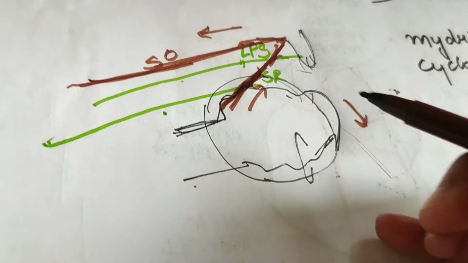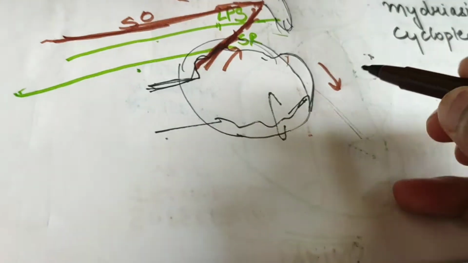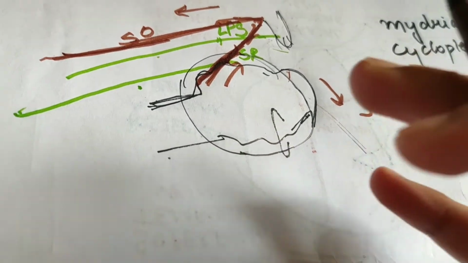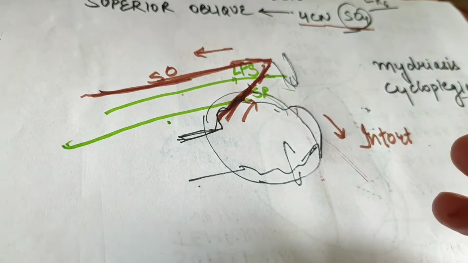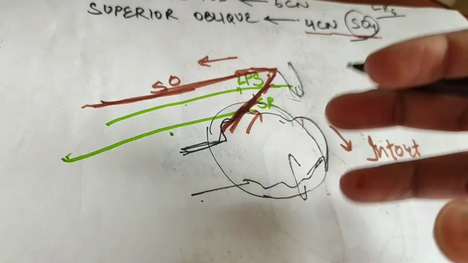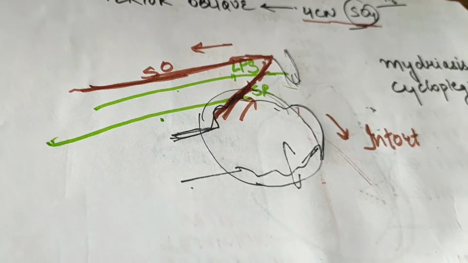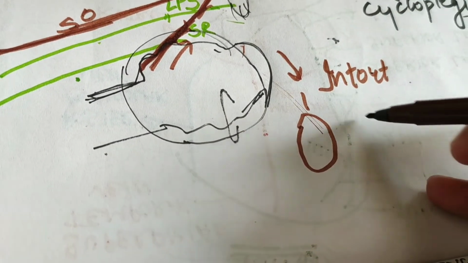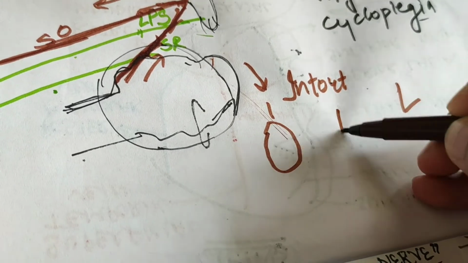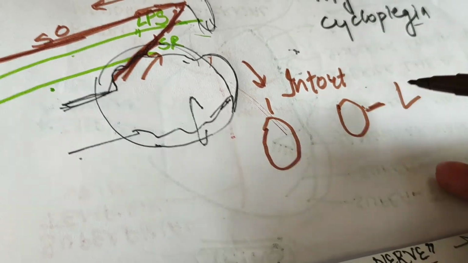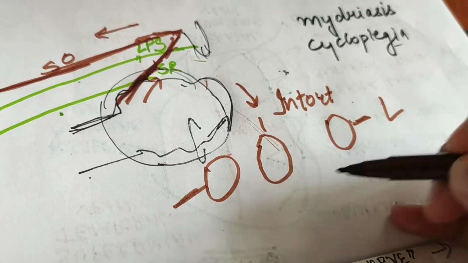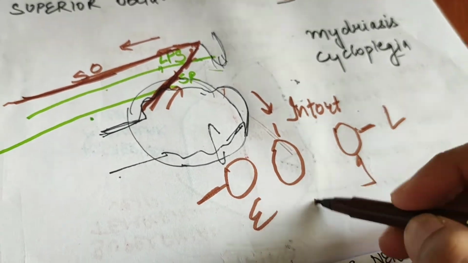It has one more function. It can intort the eye. What is intorsion? Intorsion is spinning of the eye towards the nose side. Extorsion is spinning of the eye outside. Like if it's a normal eye, this side, and this is the nose. So intorsion is this side and extorsion is away from the nose. This is extorsion, this is intorsion, this is normal.